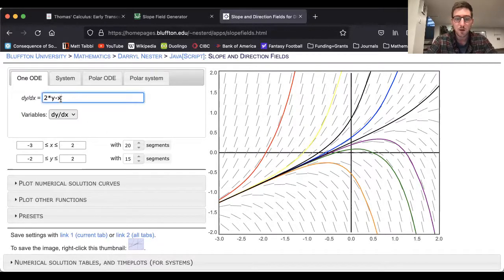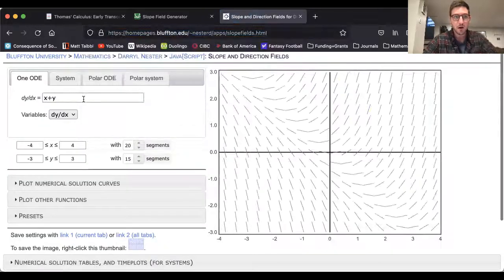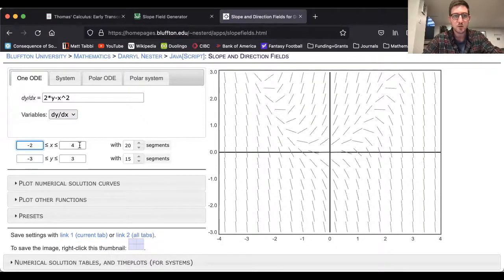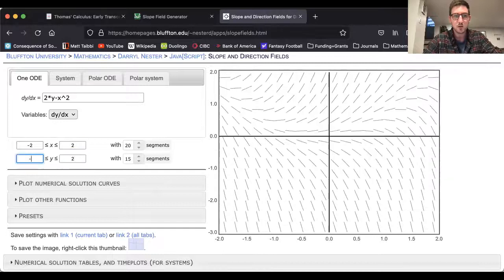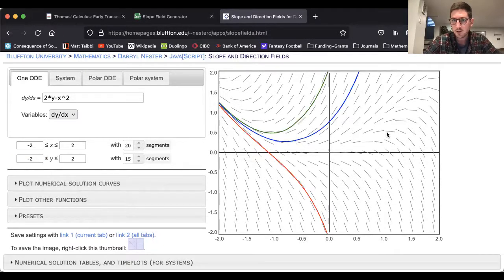You can also come up with maybe more complicated systems, and you can ask yourself, what do the solutions look like here? In this case, maybe we should refresh this so that we can start completely over. So we get, say, what was it? 2y minus x squared. Let's go between -2 and 2 again, just so that we're sort of zoomed in on a particular region. And you can do the same thing. So you can just pick some points and you can ask yourselves, what happens? What do these solutions look like?